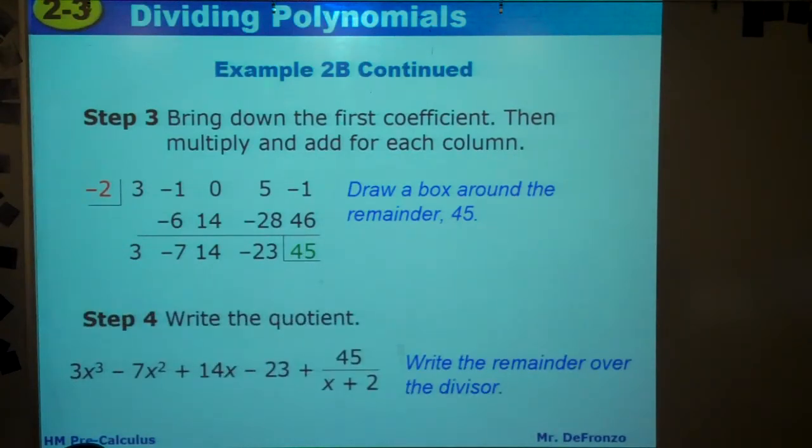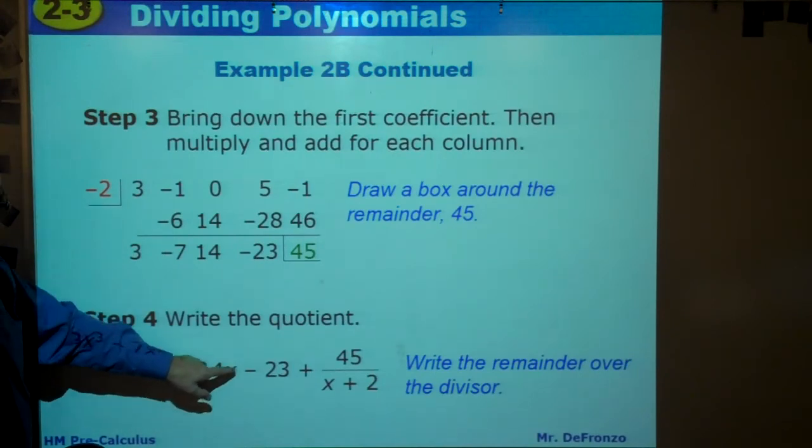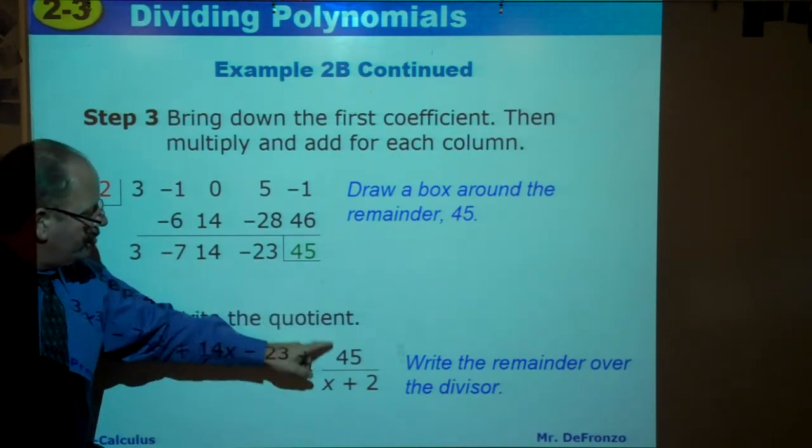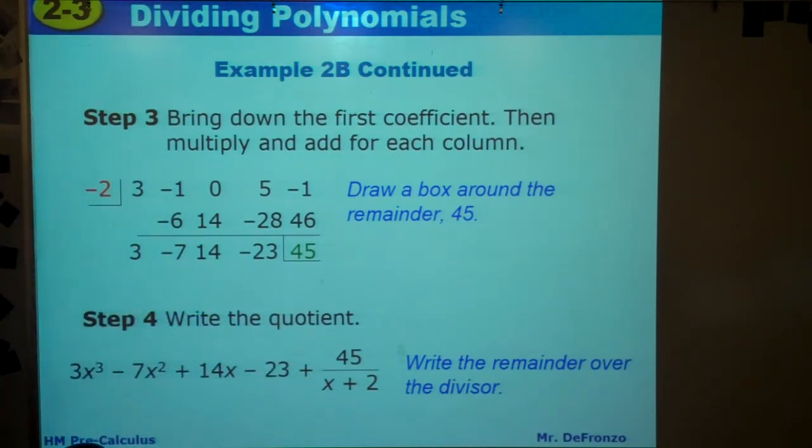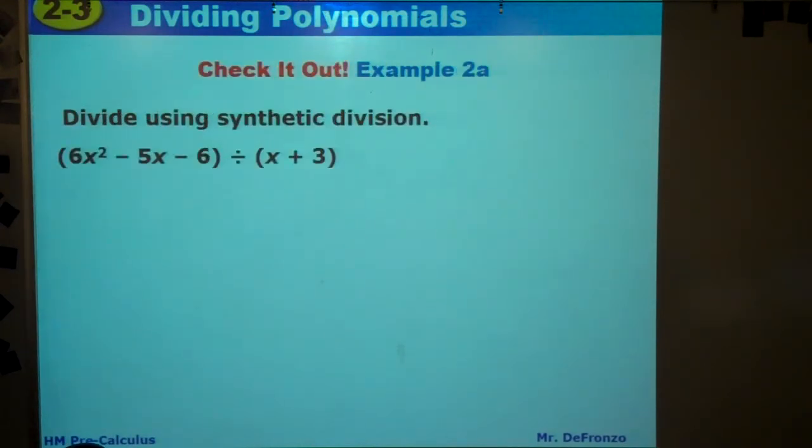Now we write the quotient again. We started with an x to the fourth, so our answer is going to begin with an x to the third. Take these as our coefficients: 3x to the third minus 7x squared plus 14x minus 23 plus 45 over x plus 2. Again, use your pause, your rewind. Let's look at another one.